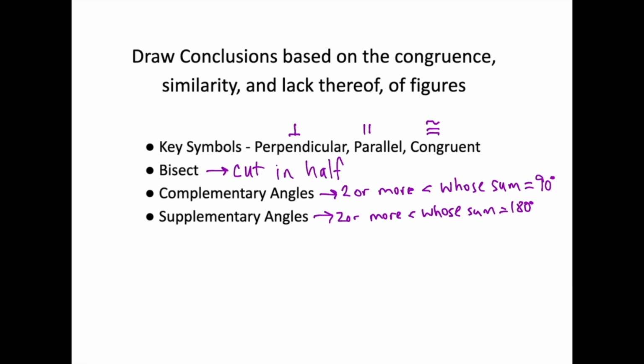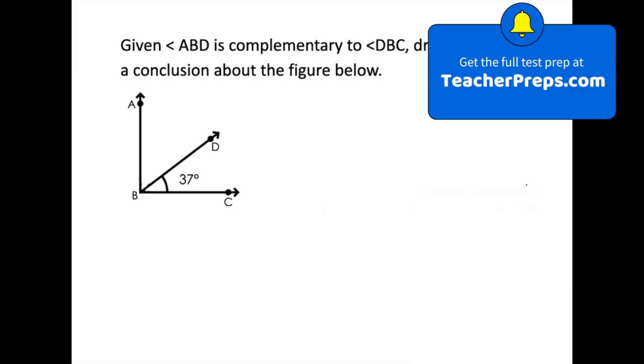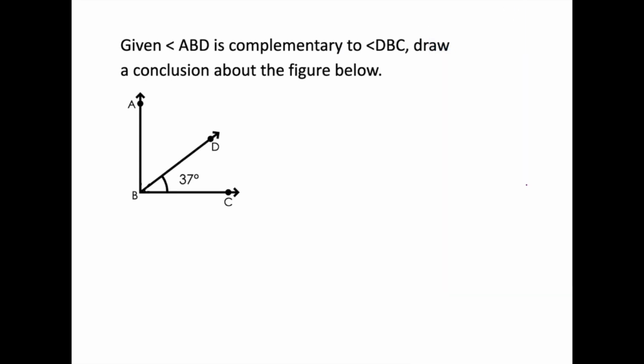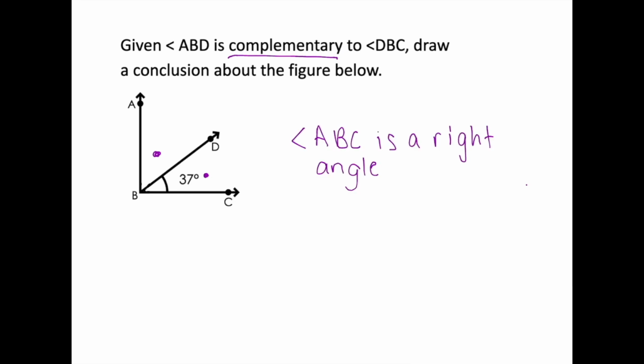Now let's use these terms and symbols to draw conclusions. This first question says, given that ABD is complementary to DBC, draw a conclusion about the figure below. The first question is what does it mean to be complementary? Well, to be complementary means that they form a right angle. What conclusion can you draw? Well, the conclusion that you can draw is that angle ABC is a right angle.